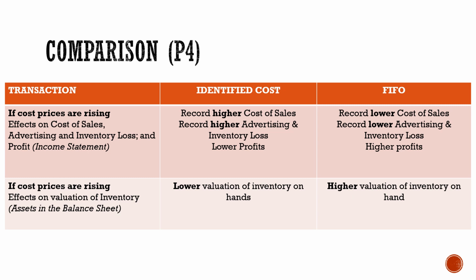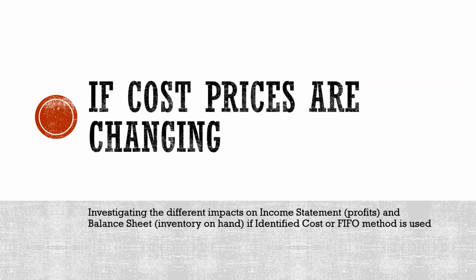Previously, we've been looking at the differences between the two methods in the way how inventory is valued and recorded in the accounts. We also looked at the different costs and benefits of the two methods. In the next section of the video, we'll be focusing on the differences between the two methods in the way they affect the income statement and balance sheet. We're going to see what happens if the cost prices are changing, and we're going to investigate the different impacts on the income statement, particularly the profits and balance sheet, with a focus on the different impacts on the inventory on hand if identified cost or FIFO method is used.